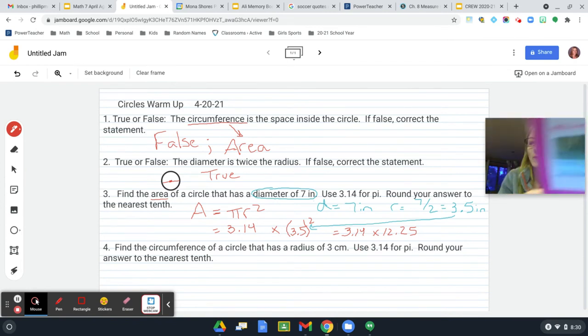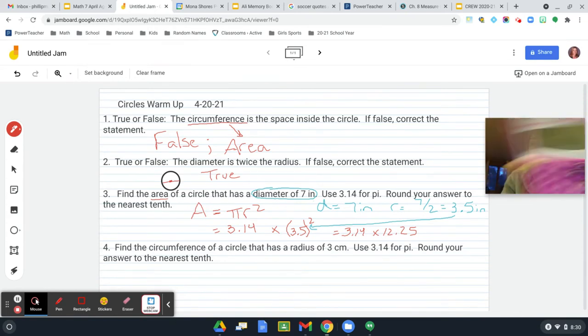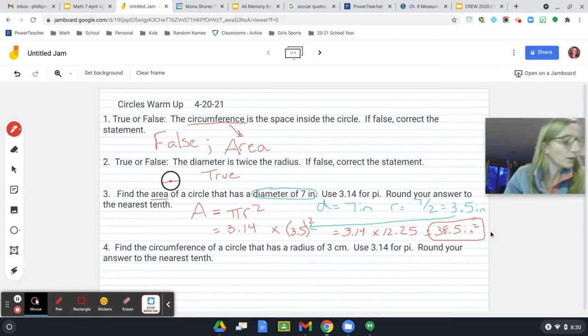And we're going to see this decimal that comes out. So 38.465. So we're going to round that to the nearest tenth. We're going to look at that 6 in the hundredths spot there. And that 6 is going to tell us what to do with the 4 in the tenths. And so we are going to round up. Your final answer for the area inside that circle is going to be 38.5 inches squared. Okay, I'll start with that one.